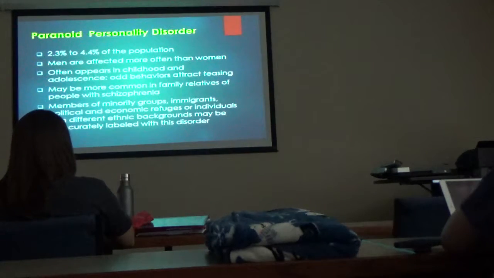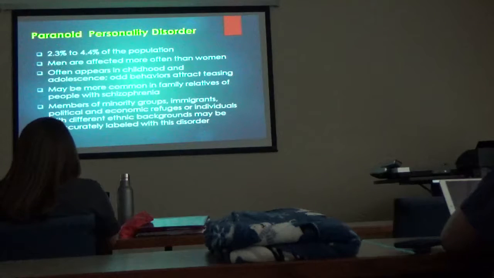And then members of minority groups, immigrants, political and economic refugees, or individuals with different ethnic backgrounds may be inaccurately labeled with this disorder. And again, that's a cultural dissonance. They come and they get labeled as being paranoid, but if you're in a country where you aren't originating and you're wondering what's happening and you're more jumpy about stuff and you're asking questions, you look like somebody who's paranoid.